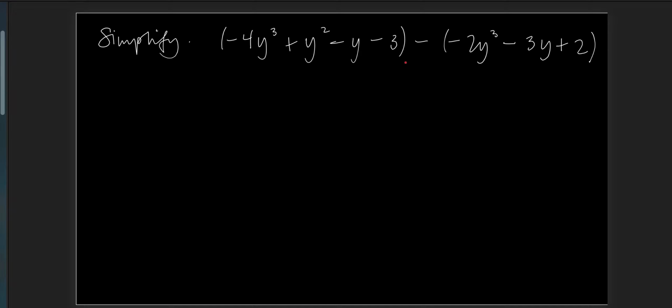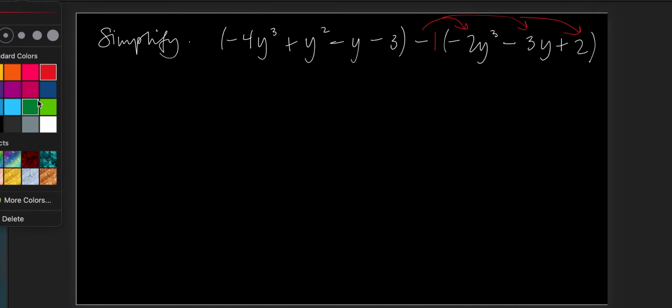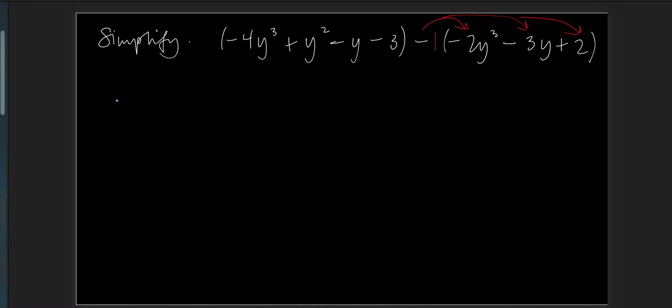So the thing to identify is I've got a lot of terms here minus a lot of other terms, a polynomial minus another polynomial, and this subtraction sign is key. I have to remember that's a negative 1 that I have to distribute to each term inside the parentheses to the right of it. So the next step is to write down what the problem looks like. Now, negative 4y to the third plus y squared minus y minus 3, plus 2y to the third plus 3y minus 2.